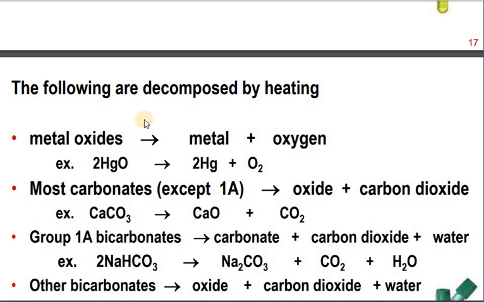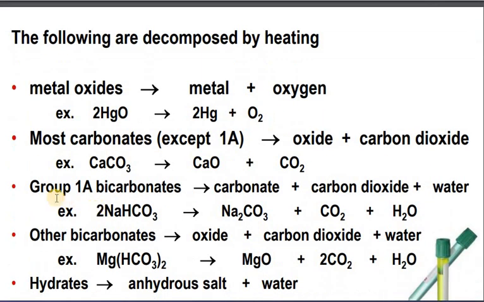Metal oxide, for example: if you heat it, you will get metal and oxygen. Similarly, calcium carbonate gives rise to calcium oxide plus carbon dioxide. Here you can decompose calcium carbonate, but you cannot decompose Na2CO3, because sodium is highly reactive and it does not release the carbon dioxide, because it has a high affinity for oxygen. That's why carbon dioxide and all that will not be released when you are heating Na2CO3. So except 1A. 1A means group 1, that is sodium, potassium, those elements.